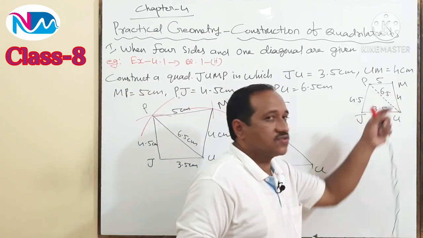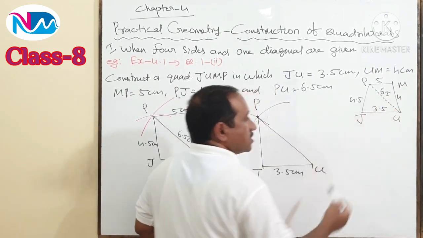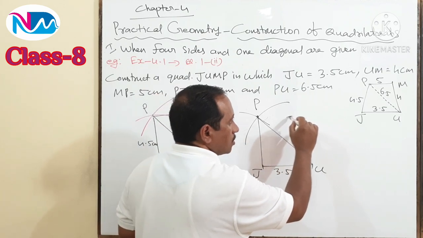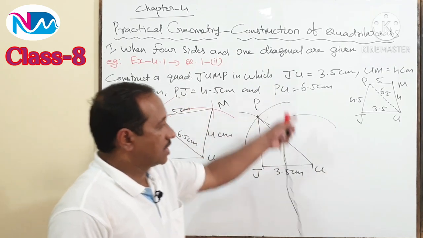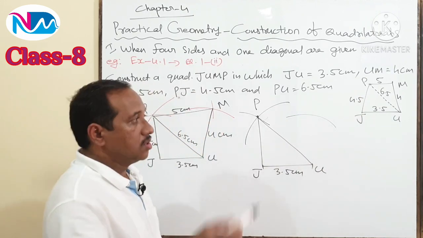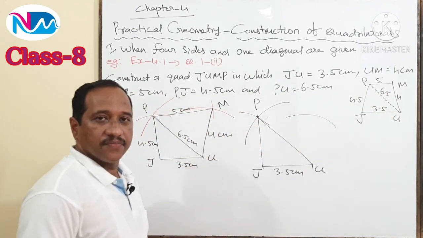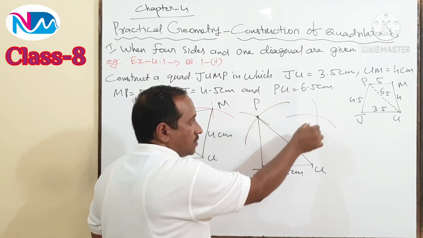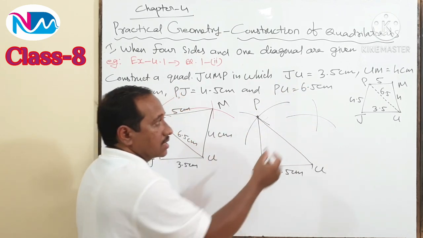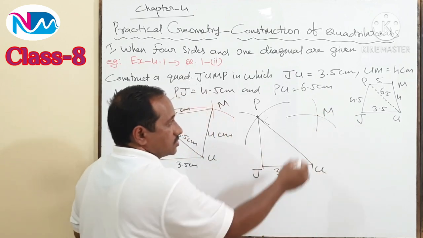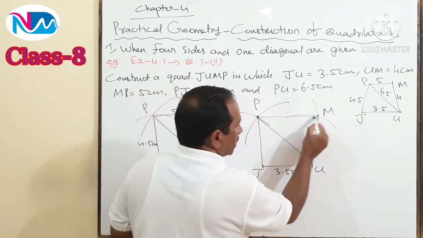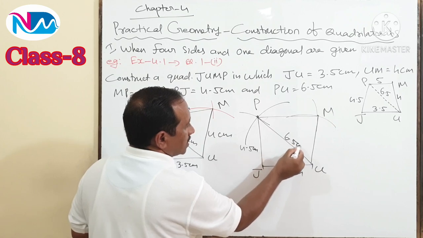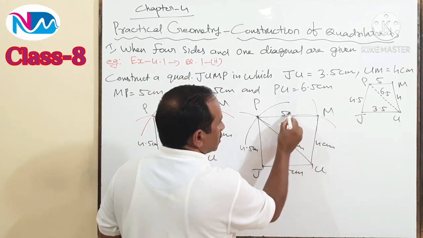Next is to find the vertex M. For that, UM is 4 cm, take 4 cm on compass and with U as center, draw an arc. The radius of this arc must be 4 cm and now MP is 5 cm. Take 5 cm radius on the compass and draw an arc with P as center which will intersect the previously drawn arc and that point is M. Join MU, PM. This is 4.5 cm, this is 6.5 cm, 4 cm and 5 cm.